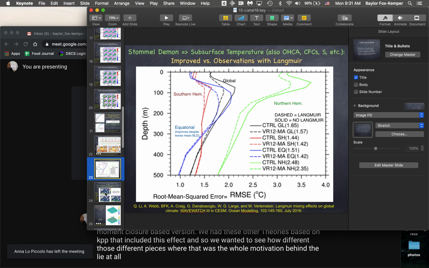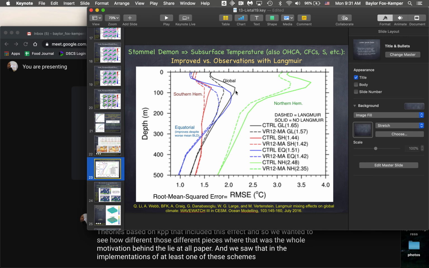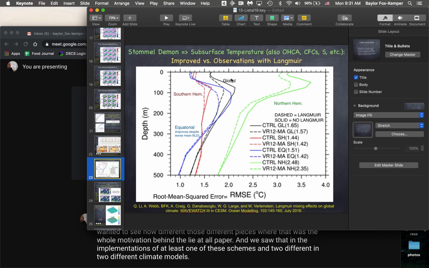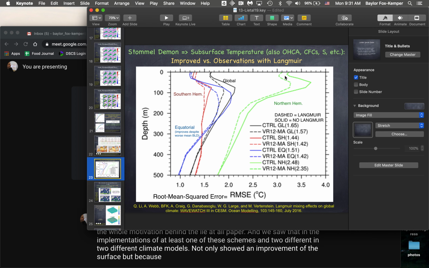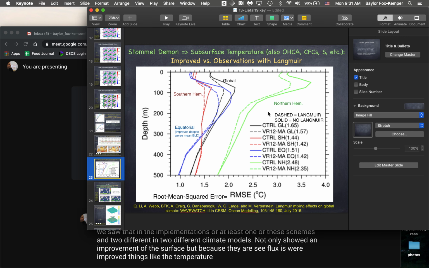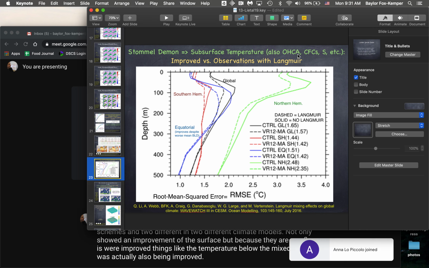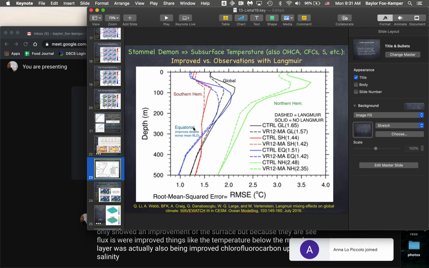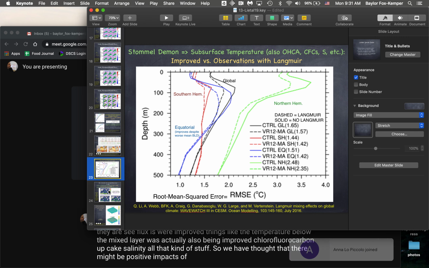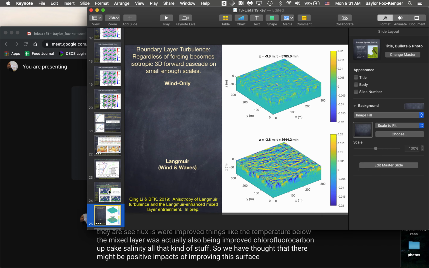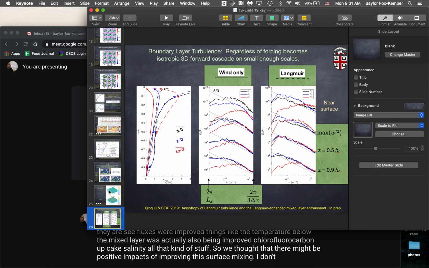Paper. And we saw that the implementations of at least one of these schemes into different climate models not only showed an improvement at the surface, but because the air-sea fluxes were improved, things like the temperature below the mixed layer were also being improved. Chlorofluorocarbon uptake, salinity, all that kind of stuff. So we thought that there might be positive impacts of improving this surface mixing. And I'm going to skip over those.